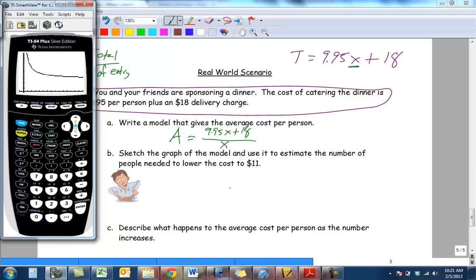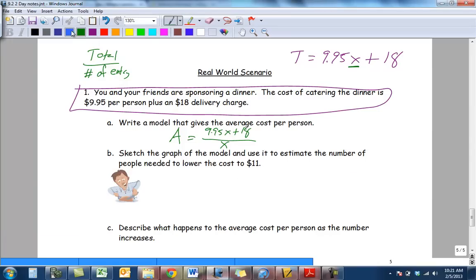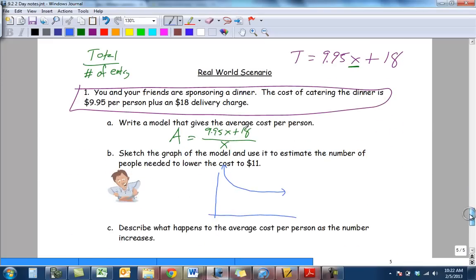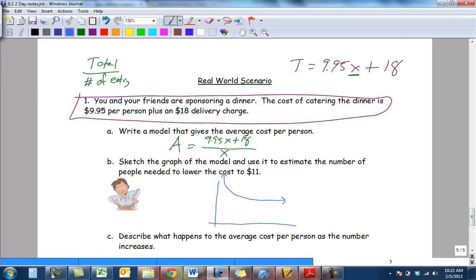All right, so let's talk about this. If we were to graph this, the graph looks something like this. Now, here's the thing. This is a scenario where X is on top and bottom. This is much like number 4 in your graphs, where it's just a single fraction with X on top and X downstairs.